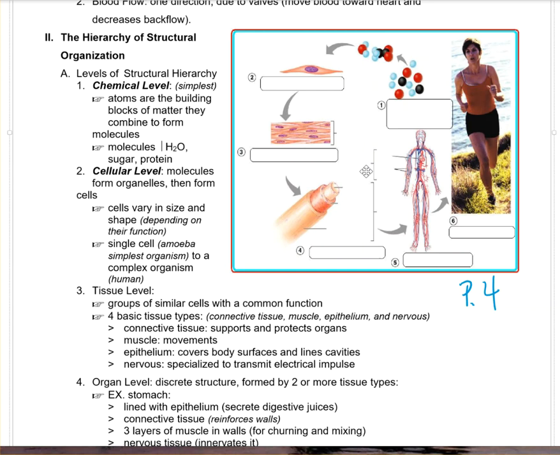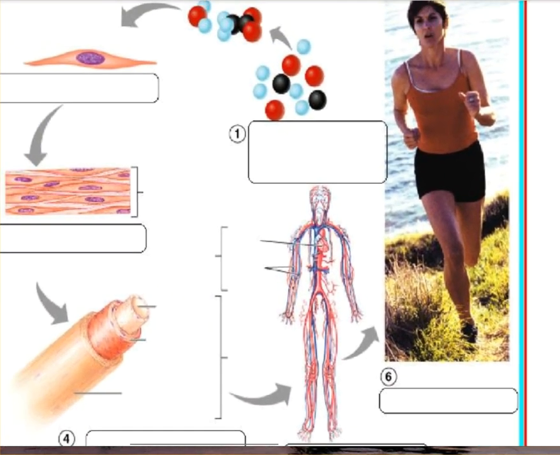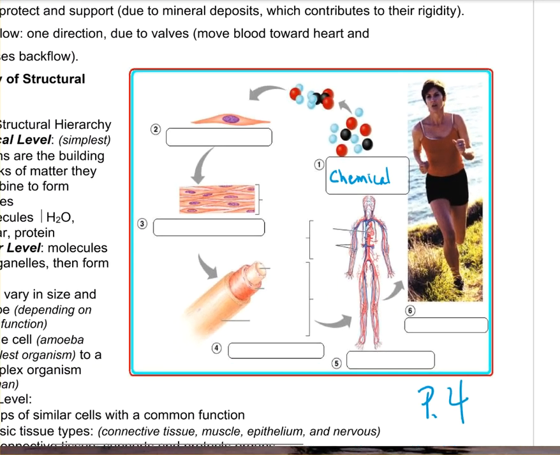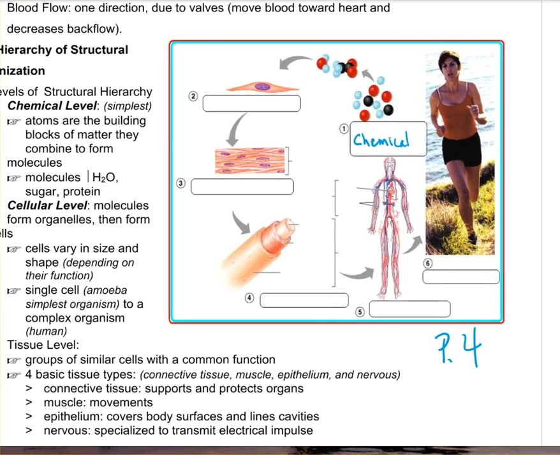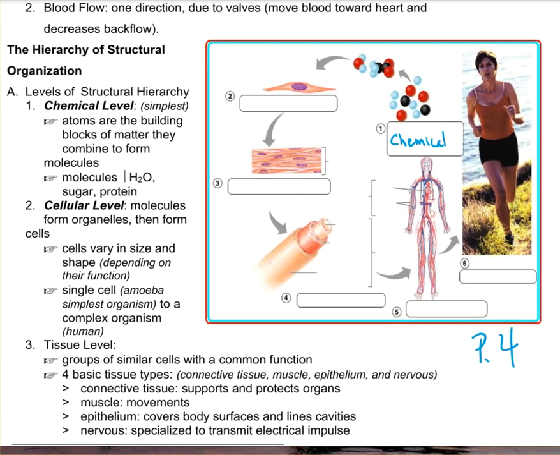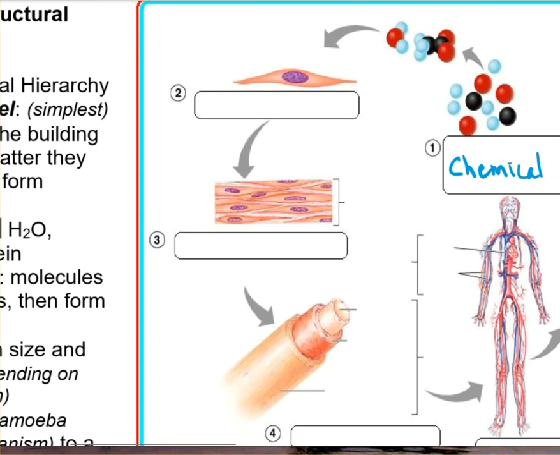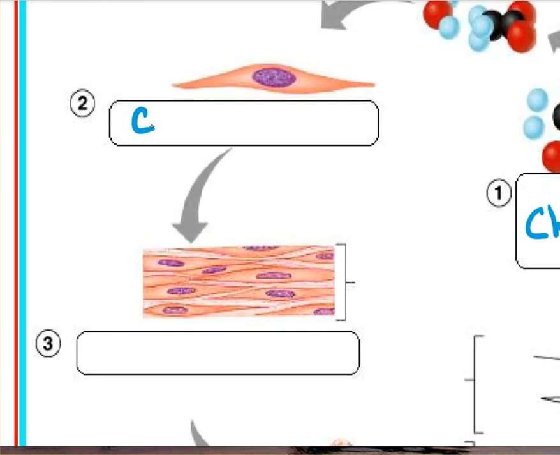So the simplest structural hierarchy is the chemical level, and you probably remember this structural hierarchy from your intro bio class. This is where atoms combine into molecules, and molecules make more complex structures, which will end up becoming organelles. And those organelles then are inside of the cells. And so number 2 is our cellular level. So cellular level is next.